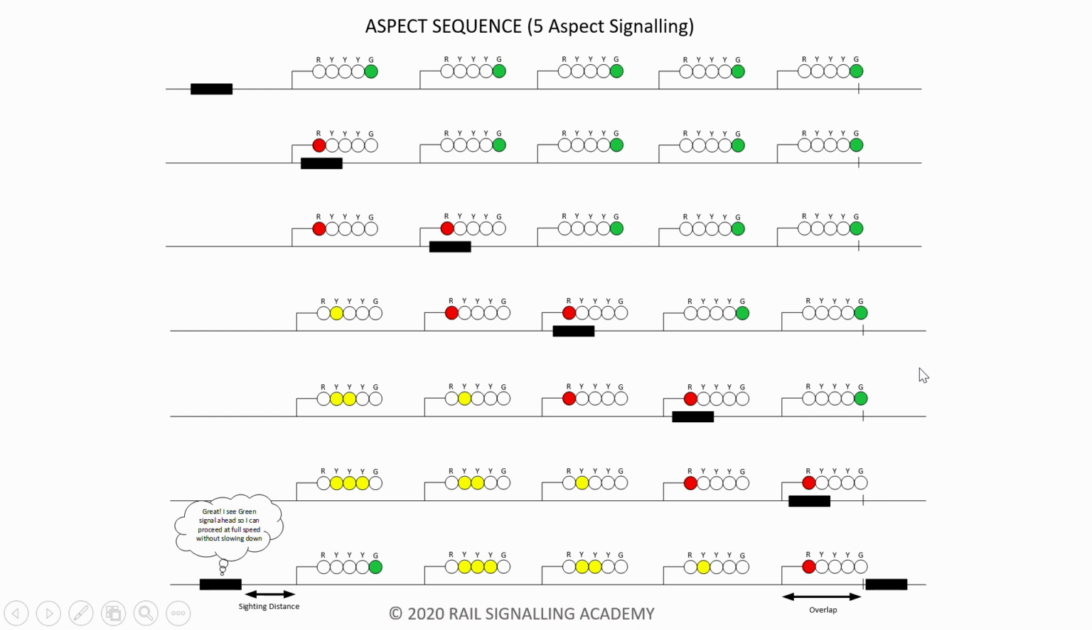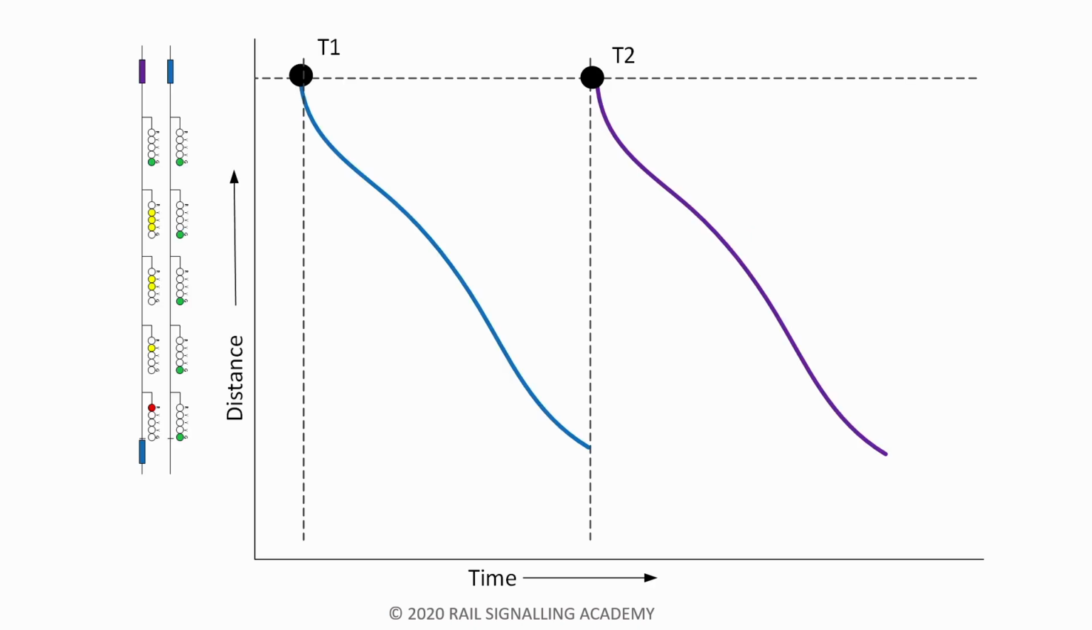It's very similar to what you saw in four aspect signaling, except now you have an extra aspect which is triple yellow. Feel free to pause if you want to understand, but by now it should not be that difficult to grasp. Looking at the time distance graph, same thing. You have to wait until the blue train clears the overlap, and that's when you can have the purple train arrive at the sighting distance.